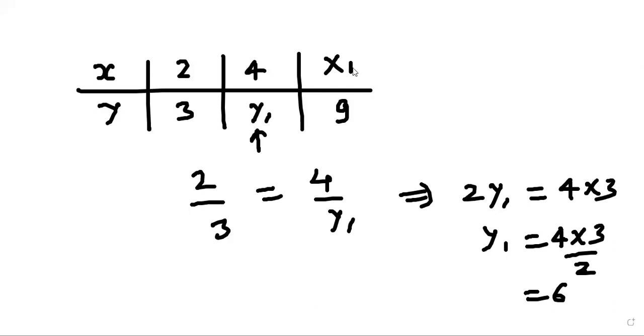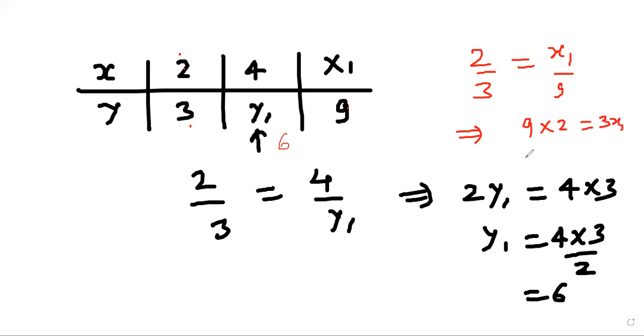Right? So this we have got as 6. Now, again, we continue in the same way. So we can take these 2 and 3 and then x1 and 9. 2 upon 3 equals x1 upon 9. Make cross multiplication. So 9 into 2 equal to 3x1, or x1 equal to 9 into 2 divided by 3. That will give 6. So the answer here will be 6. I think you have understood.